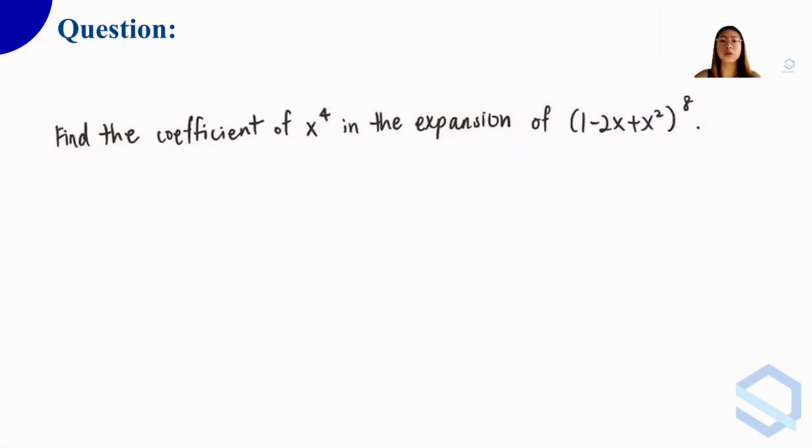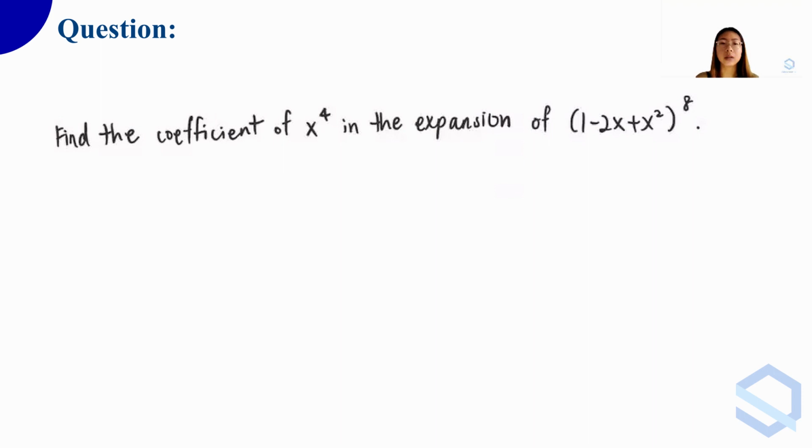Everyone, today we will go through a question on binomial theorem. So this question wants us to find the specific coefficient of x to the power of 4 in this binomial expansion. But we see that this question is actually pretty special as there's 3 terms inside the binomial expansion. Usually, our binomial expansion will only have 2 terms and its formula is in the form of a plus b to the power of n.